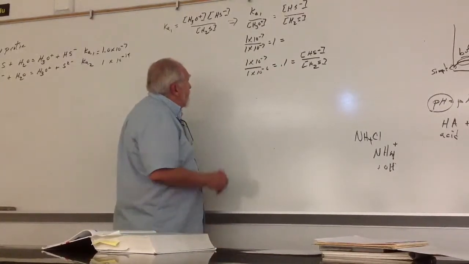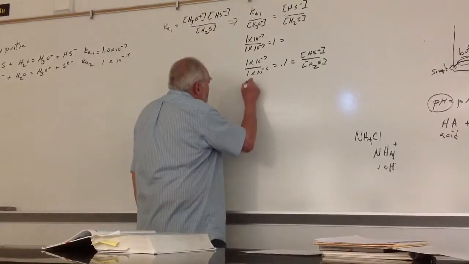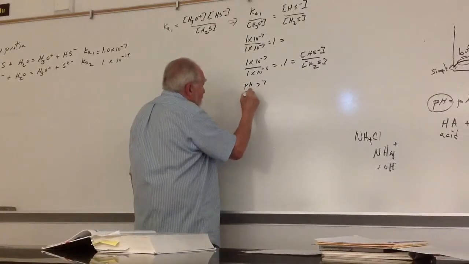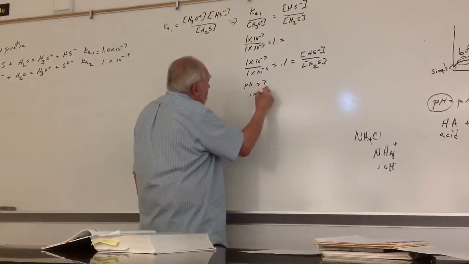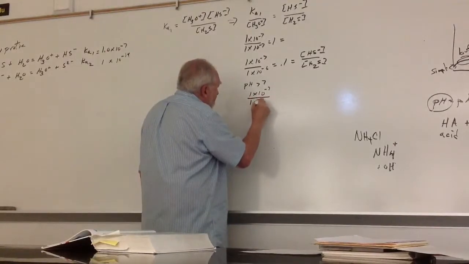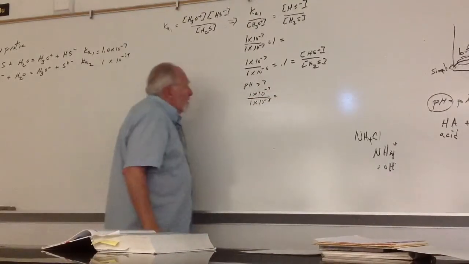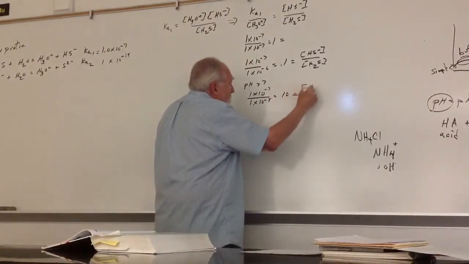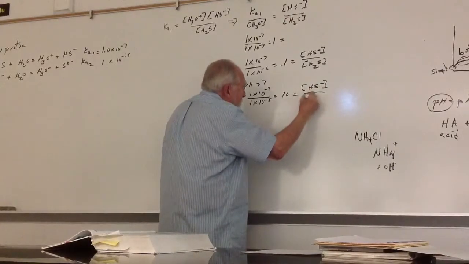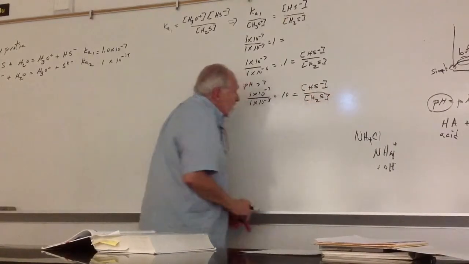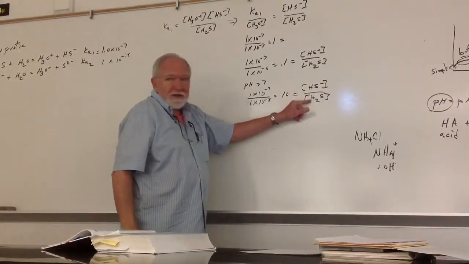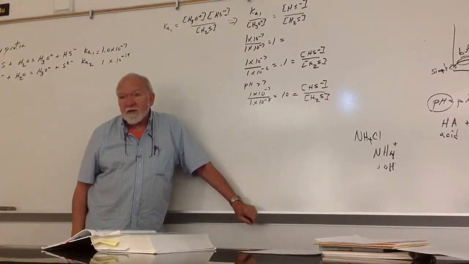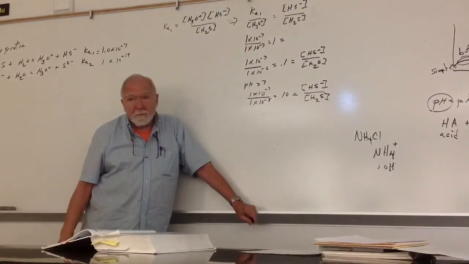What happens if we go above pH 7? Now we can look at it, let's say pH 8. Okay, that makes it what? 10. It now says this number is 10 times bigger than this number. So HS minus becomes the principal species once you go above pH 7.